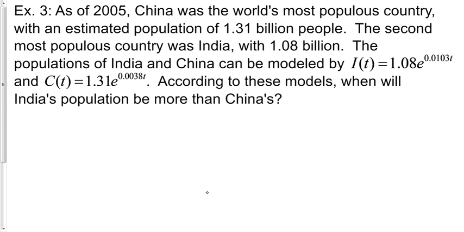Example 3. As of 2005, China was the world's most populous country with an estimated population of 1.31 billion people. The second most populous country was India with 1.08 billion. The populations of India and China can be modeled by I of t equals 1.08 e to the power of 0.0103 t, and C of t equals 1.31 times e to the power of 0.0038 t. So we're using the function I of t for India and C of t for China. According to these models, when will India's population be more than China's?